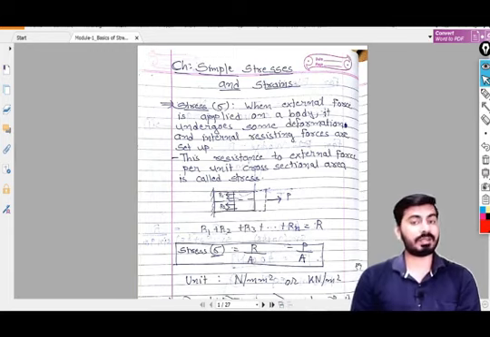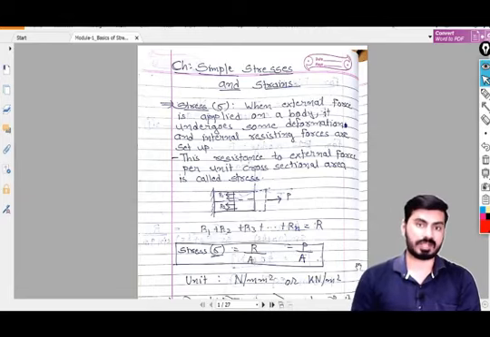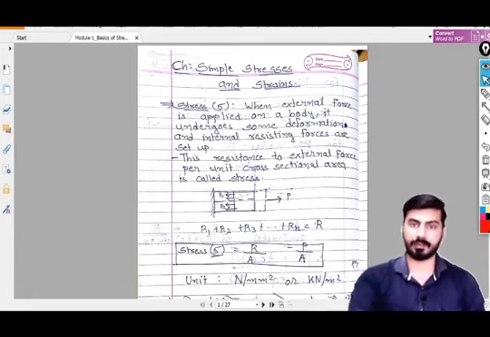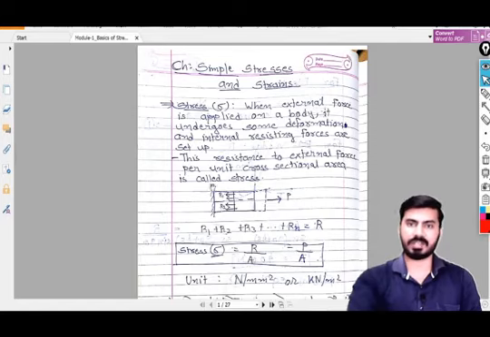Chapter number 1 is clearly divided into 3 different topics. The first one is simple stress and strain, the second one is thermal stress and strain, and the third one is elastic constants. So we are looking at the first topic, that is simple stress and strain. We will quickly go through the different concepts which were already covered in the previous videos, like the definitions and the relations between the different terminologies.